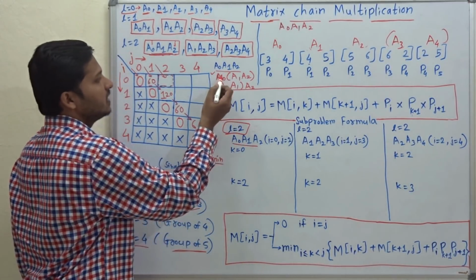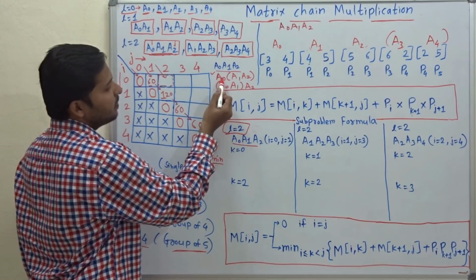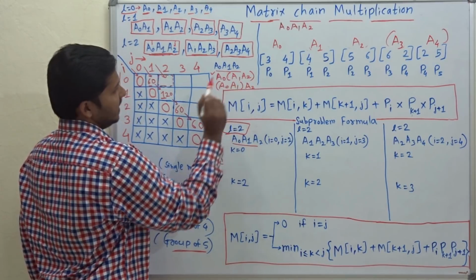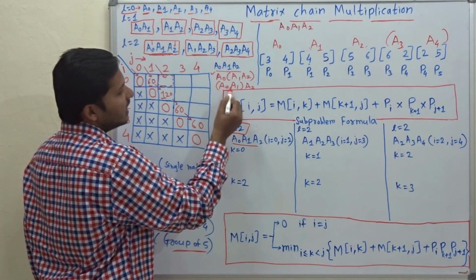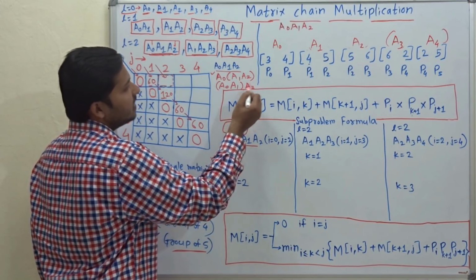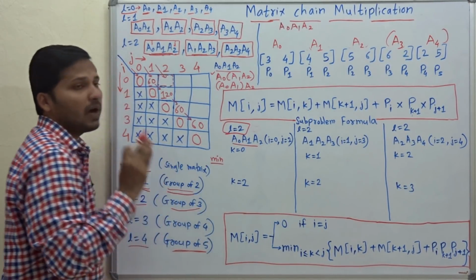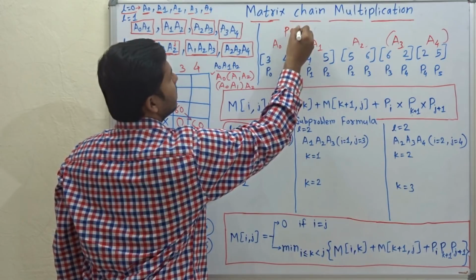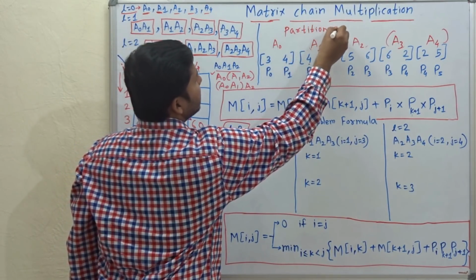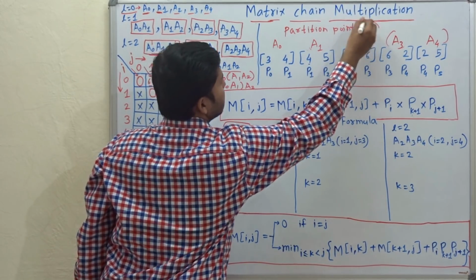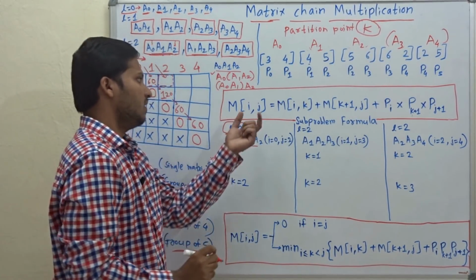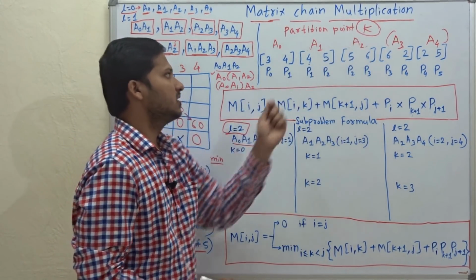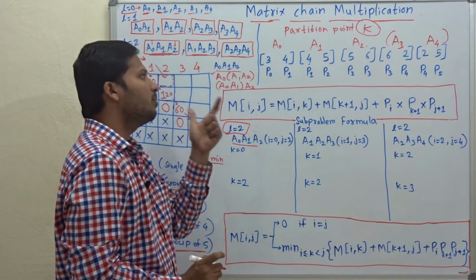As you can observe here, first I have separated A0 and I have written A1 and A2 in the bracket. After that I have written A0, A1 in the bracket and I have separated A2. Means there is a partition point. See what I am saying? There is a partition point, and that partition point is K. So this is the formula for that partition and finding out the cost of the partition.